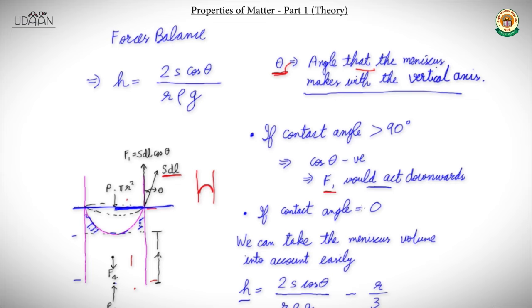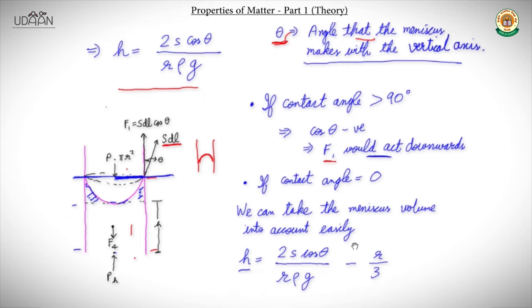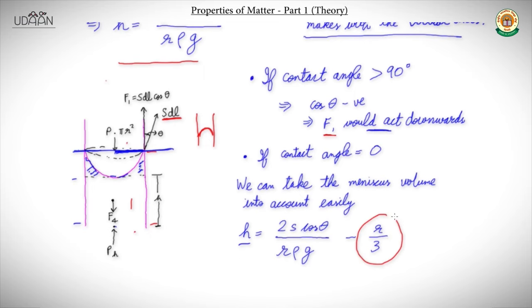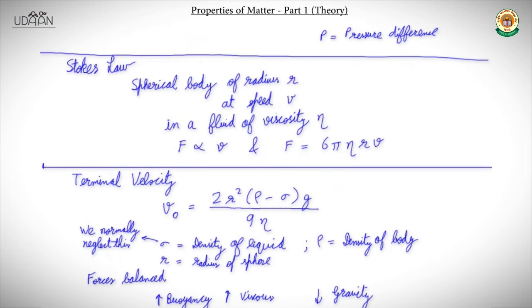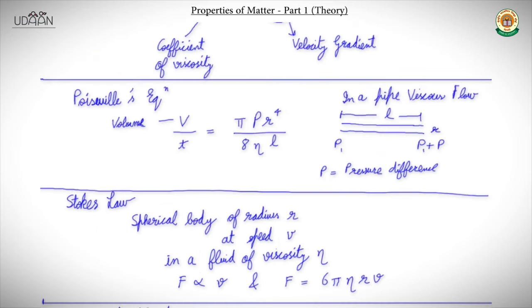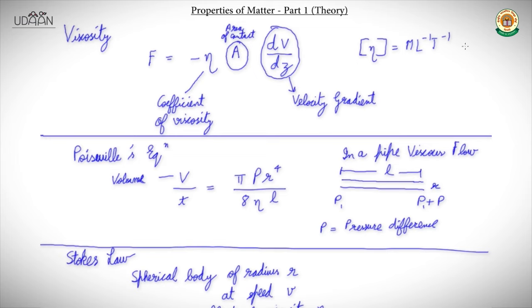If the contact angle is 0, instead of the formula which we had previously, we can add this term as a correction for the area, which is given by the red markings over here. So basically what we've seen here is, for different angles of theta, how the meniscus is going to look, and hence how the forces or the height of the meniscus will be. Let's move on to viscosity now.